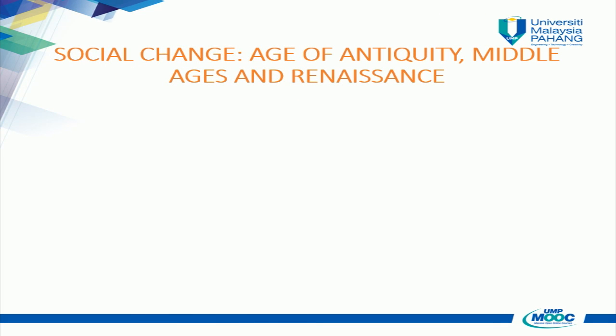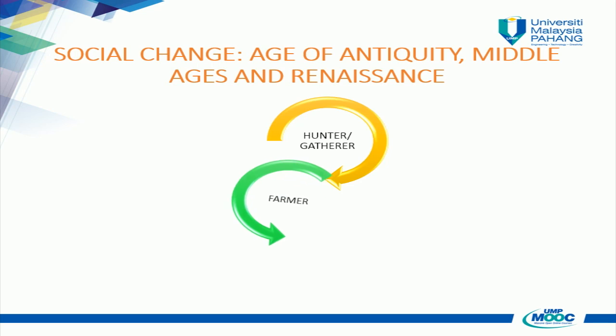The history of occupational health started a long time ago, in the form of social changes during the age of antiquity, Middle Ages, and Renaissance. The timeline starts when humans were hunters and gatherers during the Stone Age, then changed into farmers so that they could have a food source close to home.